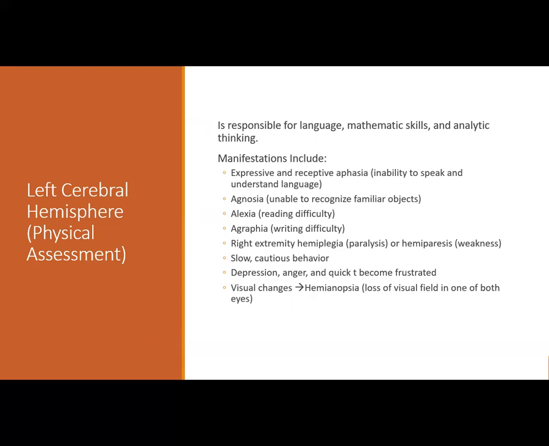Manifestations include expressive and receptive aphasia, so inability to speak and understand language; agnosia, unable to recognize familiar objects; alexia, reading difficulty; agraphia, writing difficulty; right extremity hemiplegia, paralysis, or hemiparesis, so weakness; slow, cautious behavior; depression, anger, and quick to become frustrated; visual changes, hemianopsia, loss of visual field in one or both eyes.